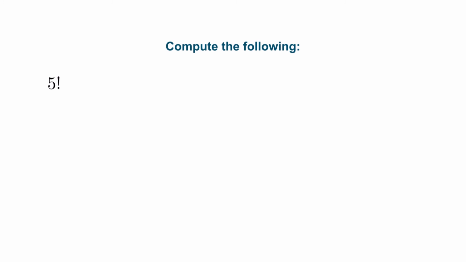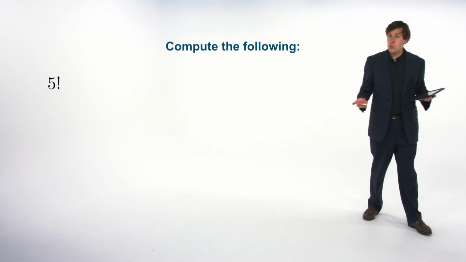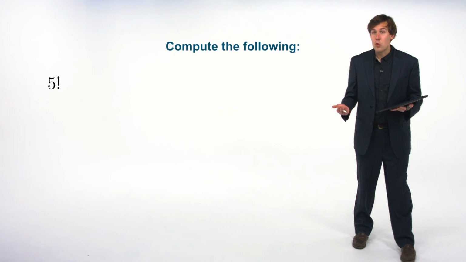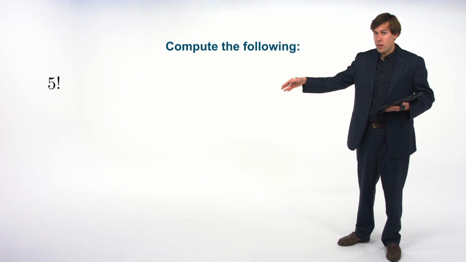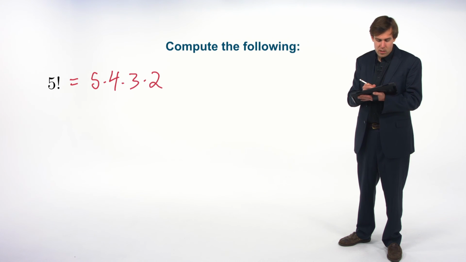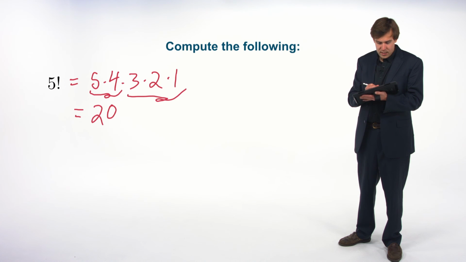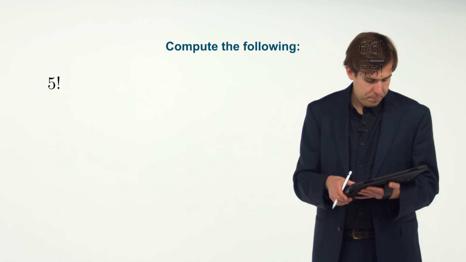So how would I compute 5 factorial? Well, one of the first things we could do is try to go to the formula. So what is 5 factorial? It's 5 times 4 times 3, 2, 1. So I write that out and I try and simplify things. So this is 20, this is 6, so I get 120. So a nice early calculation.